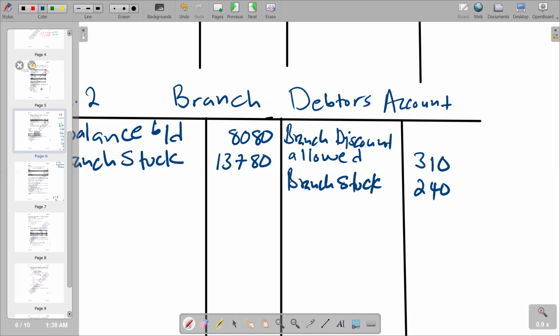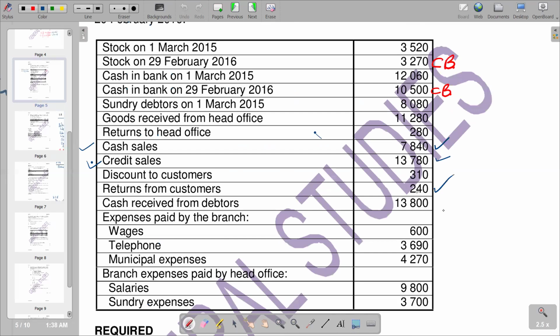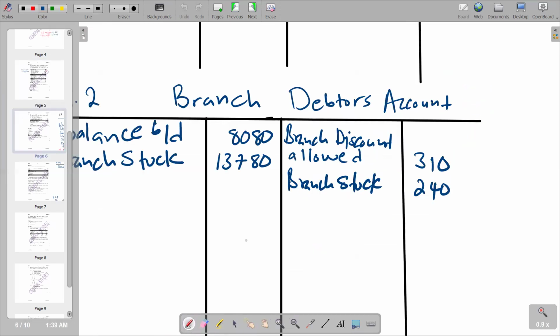We can now go to the next entry that is supposed to be made, which is cash received from debtors at 13,800. The double entry that is involved: we are supposed to credit branch debtors. Remember, when we sold goods on credit, we debited branch debtors. So when the debtors are now paying the amount that they are owing, we are crediting branch debtors, and then we debit branch bank since we are receiving money. So we start with the one that is going to be debited, which is the branch bank account with 13,800.